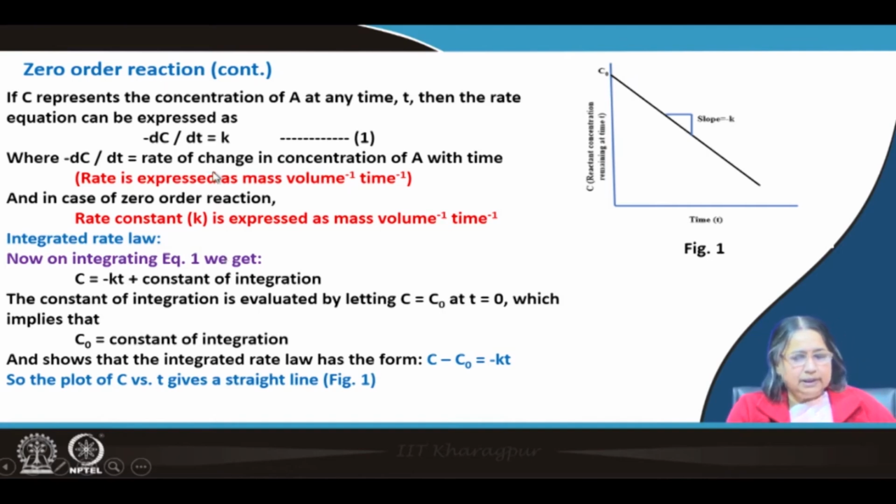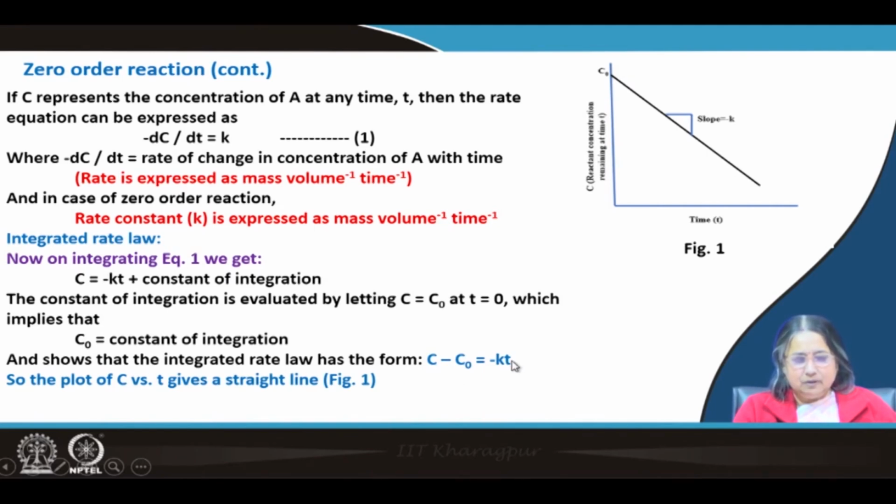Now, if we integrate this, we get C equals minus kt, changing the sign here, plus the constant of integration. We can get the constant of integration by putting t equals 0. If at t equals 0, C equals C_0, then C_0 is the constant of integration, because the kt term becomes 0. So, by putting this in we get C minus C_0 equals minus kt.